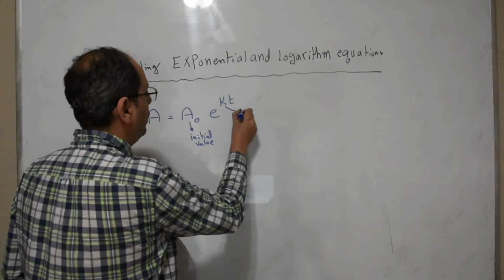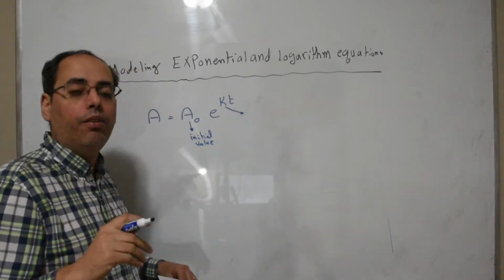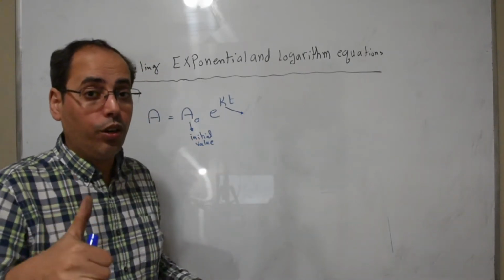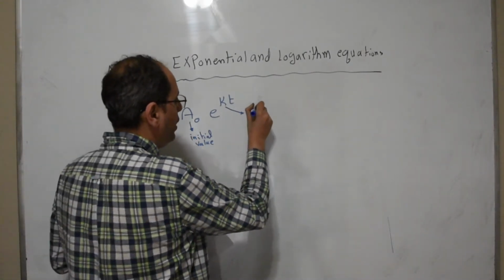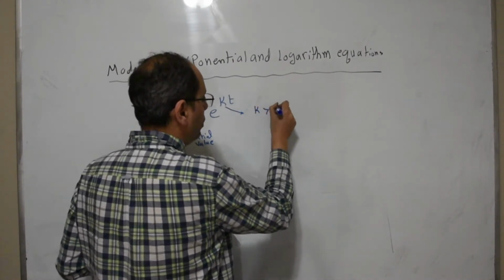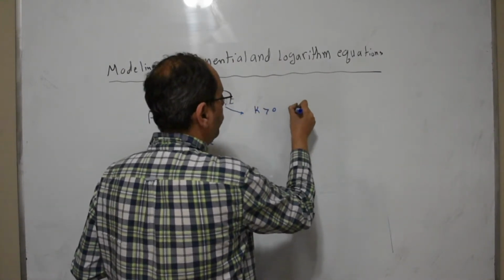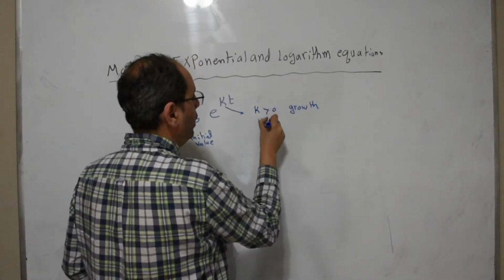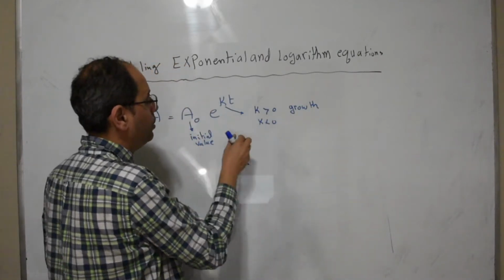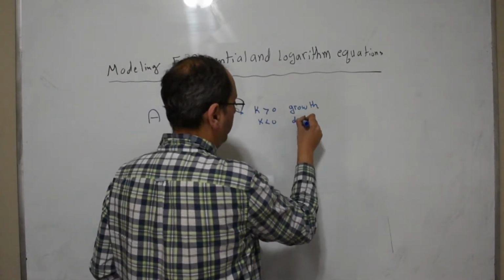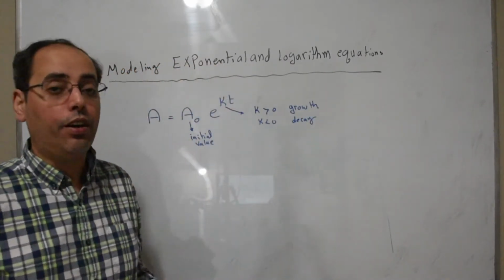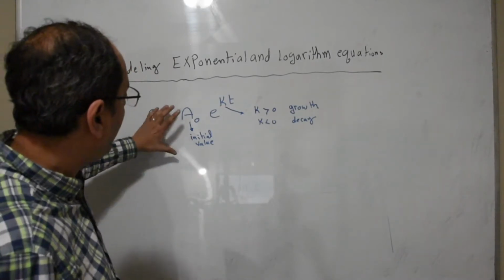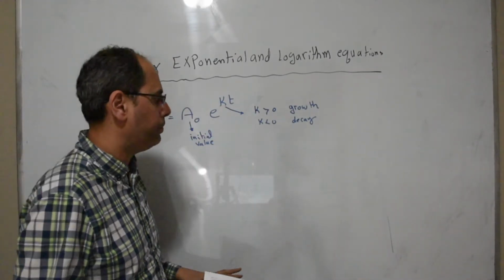K is a constant that shows two things, either the growth or the decay. If K is greater than 0, we call this growth. And if K is less than 0, we call this model decay. Alright? So based on these two, we're going to learn how to model an application.